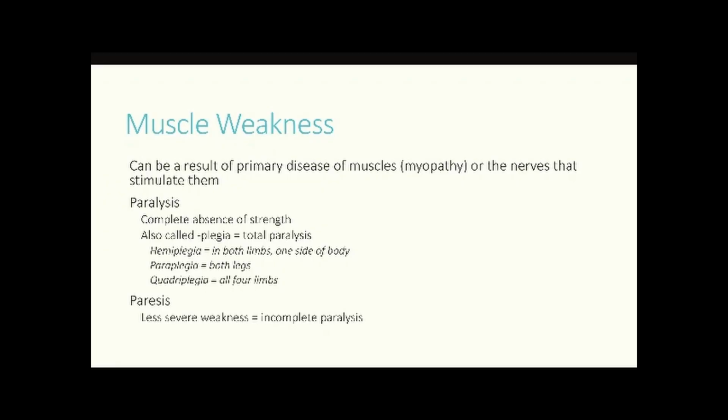So paralysis is a complete absence of strength. Also called plegia, which is total paralysis. So hemiplegia, one side of the body. Paraplegic, both legs. Quadriplegic, all four limbs. Depends on where in the spinal cord your injury occurred.